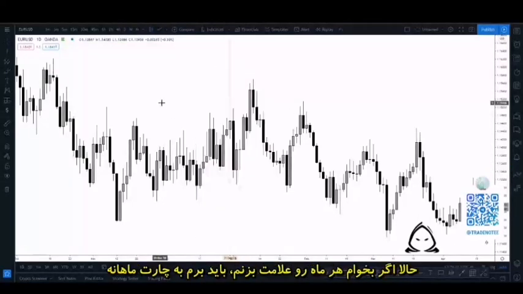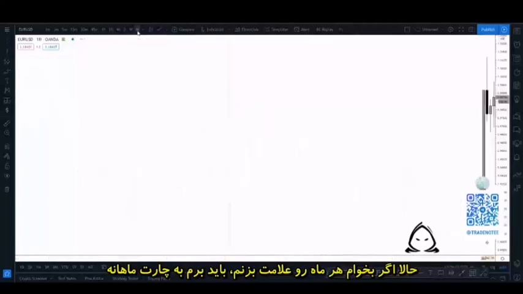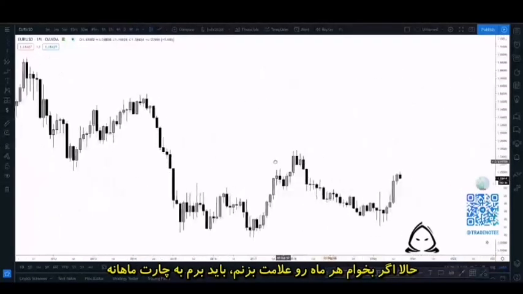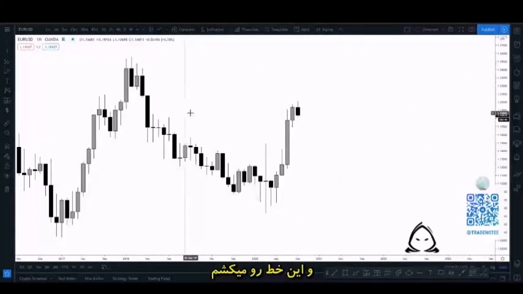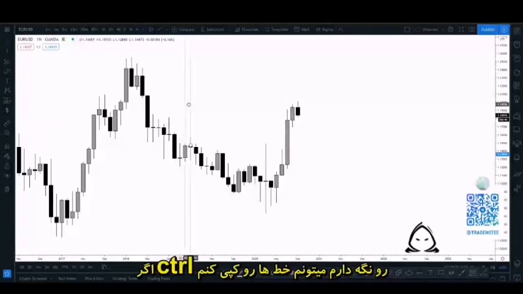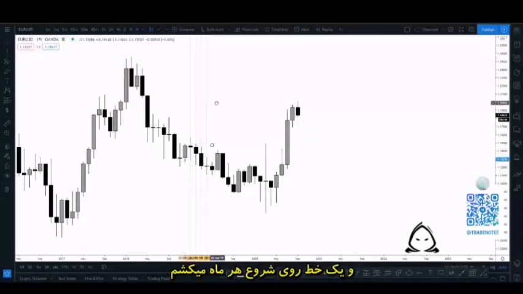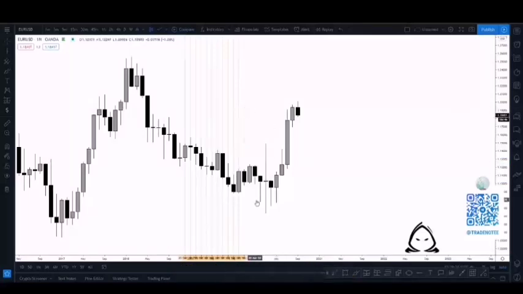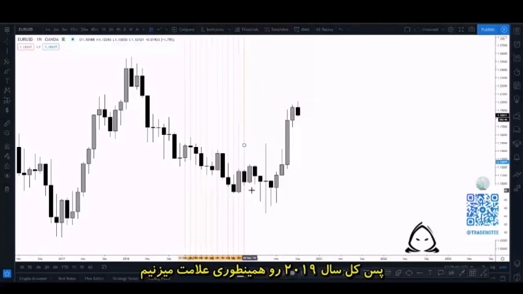Now, if I want to mark out every single month, what I can do is navigate to the monthly chart, and you'll see that I have this line that we print. If I just hold Control and click, you can duplicate the line, and basically what this is doing is creating a vertical line at the start of each month. So you can see that this line is on November the 1st, so we'll do it all the way till the end of 2019 just to mark out the entire year.